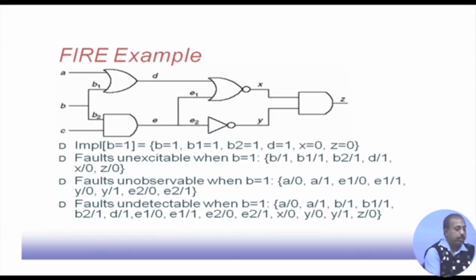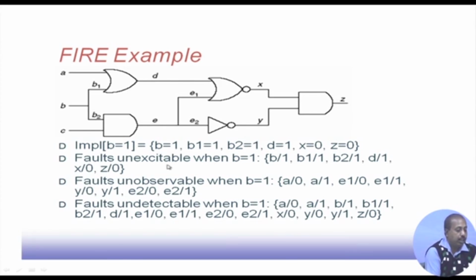Like say this one, if we have the line implication of B equal to 1. So, B equal to 1 will set B1 equal to 1, B2 equal to 1, D equal to 1, then X equal to 0 and Z equal to 0. This is the implication of B equal to 1.